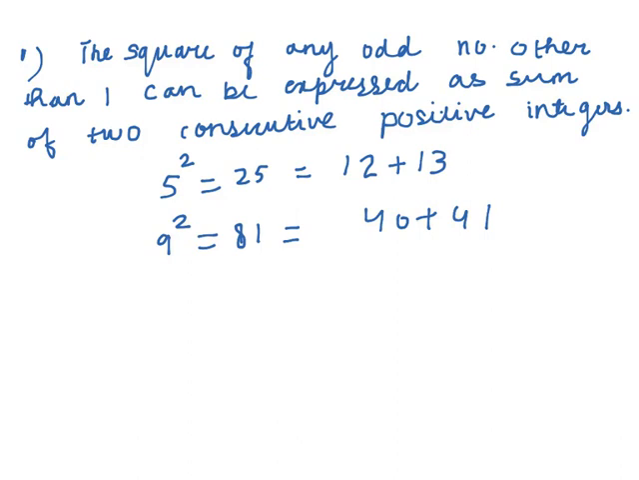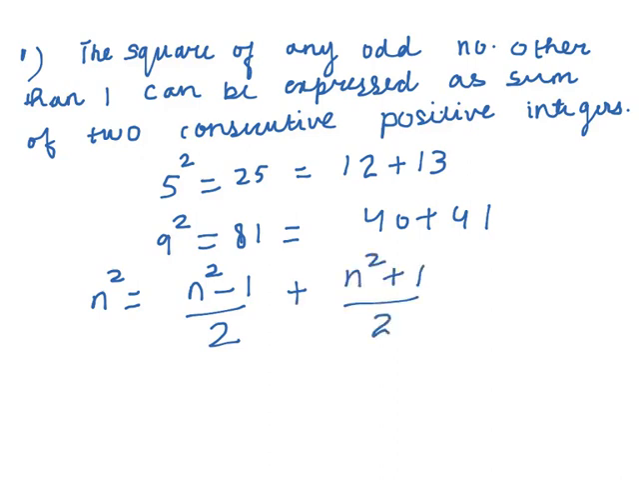But if we have a big number, then it can be difficult for us to figure out the two consecutive integers. For that we can use a formula: if we have n square, then the two consecutive positive integers we can figure out by (n square minus 1) divided by 2 and (n square plus 1) divided by 2. So let's take an example for that.